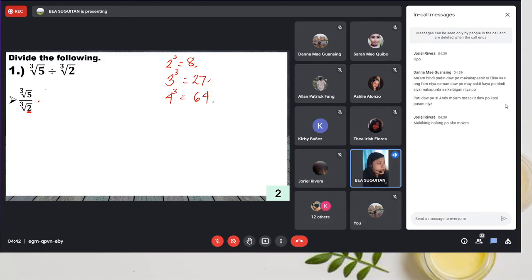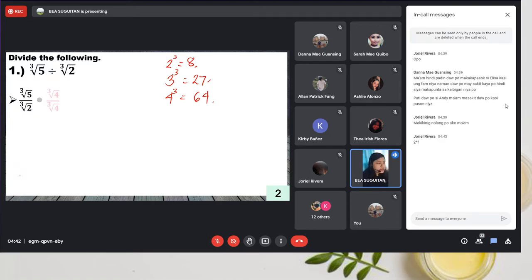Kung magmumultiply ako ng cube root of 2, on both numerator and denominator, we will have cube root of 4 sa ating denominator. And 4 is not a perfect cube. It is a perfect square. So, hindi natin pwedeng gamitin si cube root of 2. What number? Ano sa tingin niyo yung pwede natin gamitin na pang-multiply kay cube root of 2 so that it will become a perfect cube? What do you think? Okay, cube root of 2. Nag-multiply tayo ng 2, so ang nakuha natin ay 4. So, hindi siya pwede.